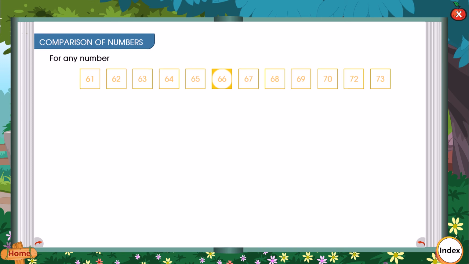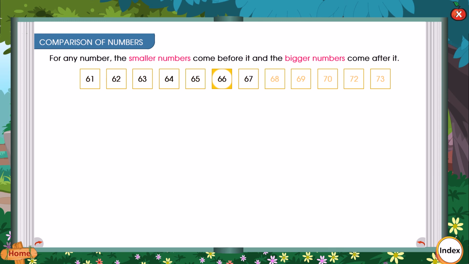Comparison of numbers. For any number, the smaller numbers come before it and the bigger numbers come after it. 61, 62, 63, 64, 65, 66, 67, 68, 69, 70, 72, 73.